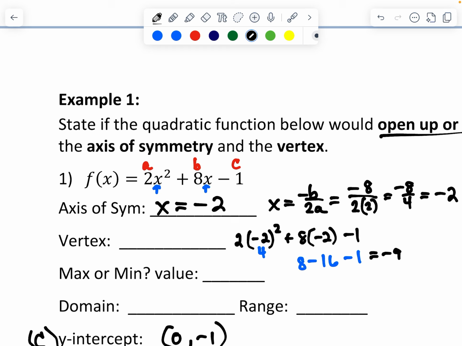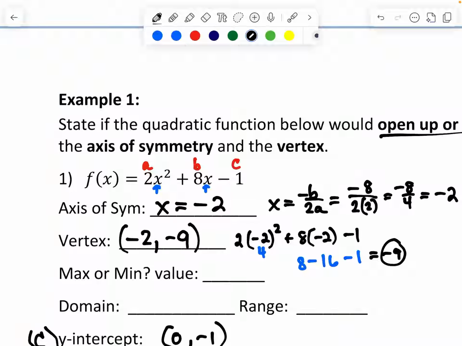So the x value of the vertex is negative 2. That's the axis of symmetry. And the y value we just solved for is negative 9. Yes, this is work. It's easy work, but it is a lot of work, so you have to be able to do all of that math. Use your calculators and plug stuff in, and you should be just fine.